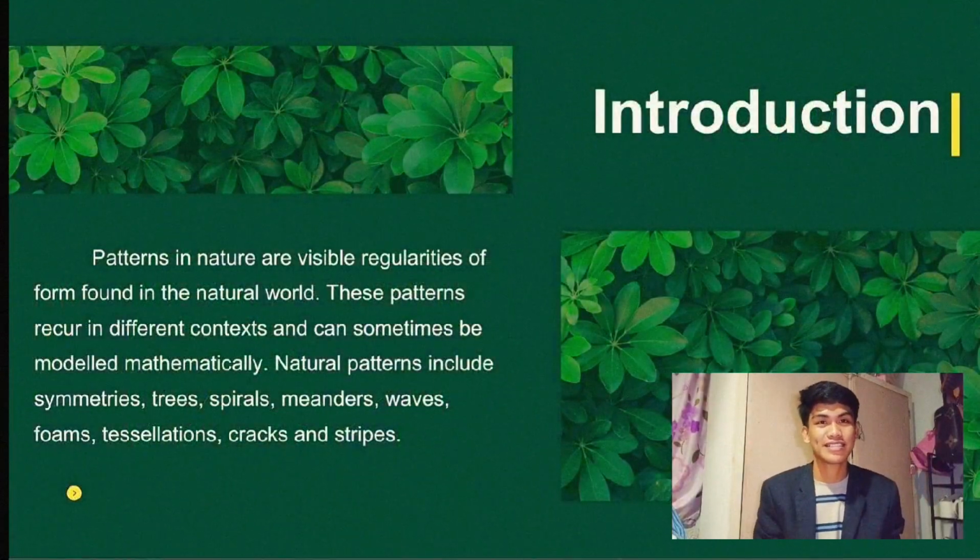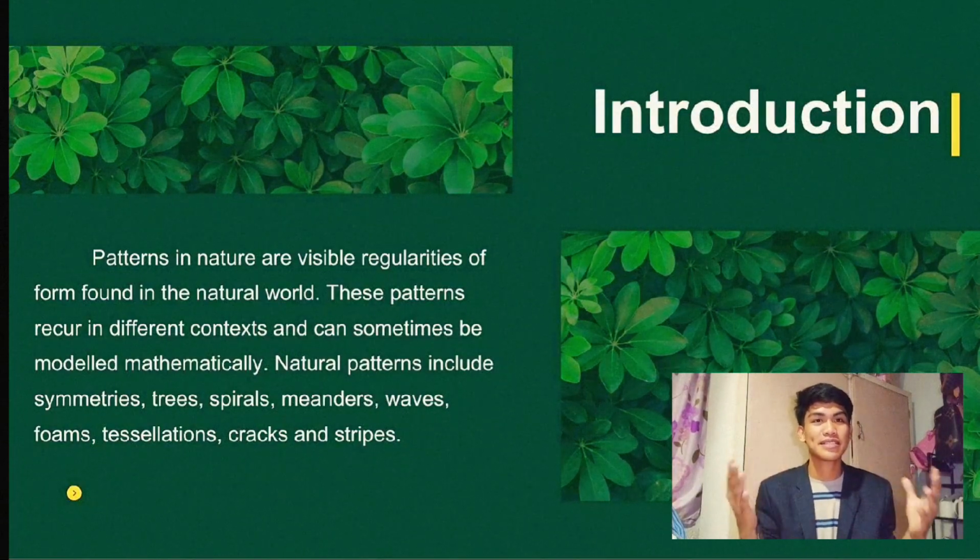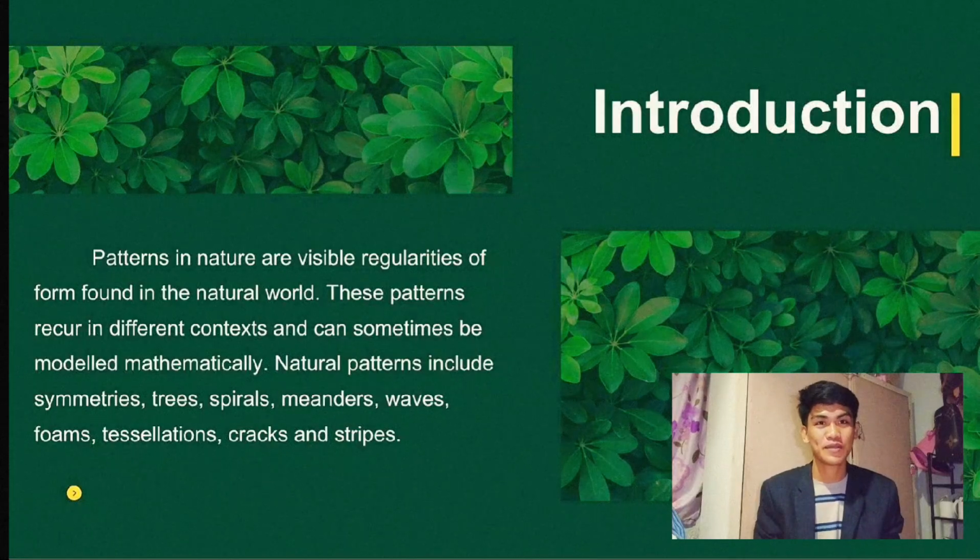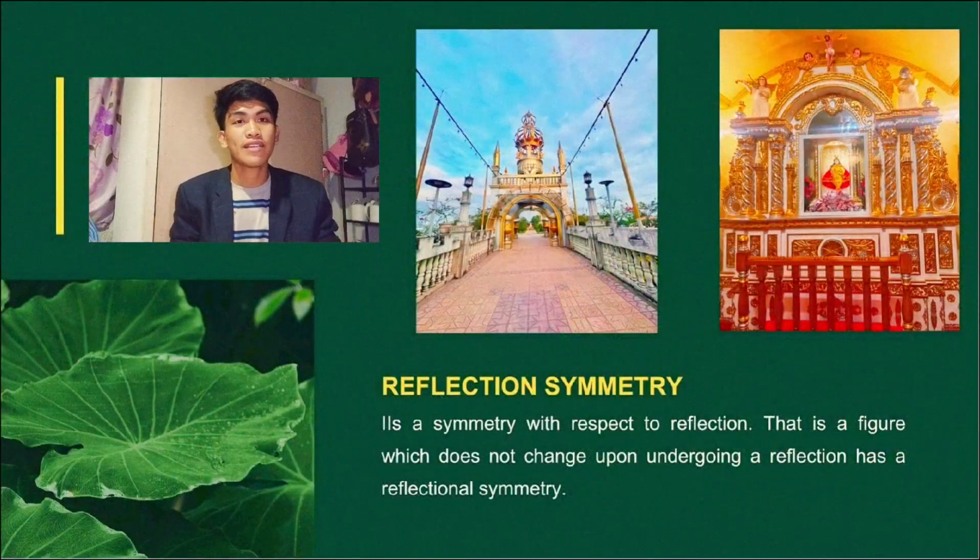In introduction, patterns in nature are visible regularities of form found in the natural world. These patterns occur in different contexts and can sometimes be modeled mathematically. Natural patterns include symmetries, trees, tessellations, fractals, and spots and stripes. So the first pattern that we have is symmetry.